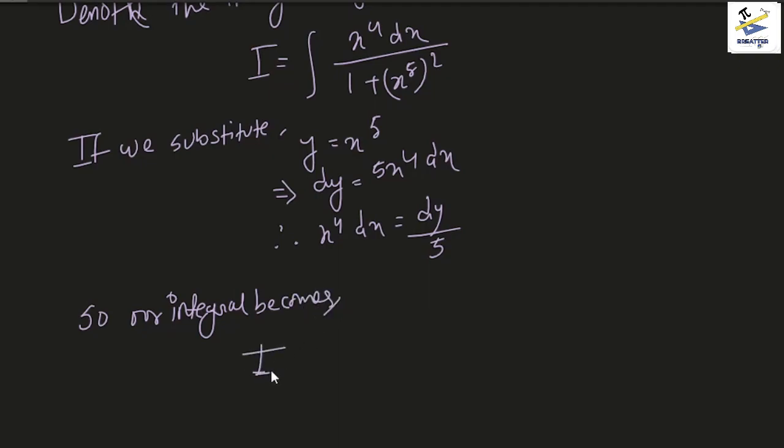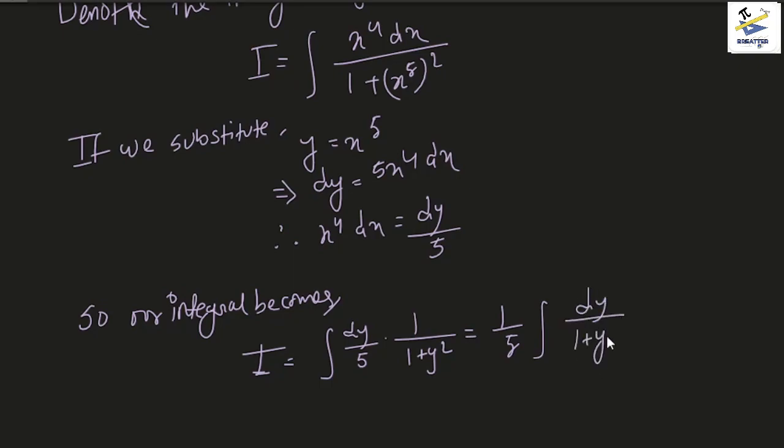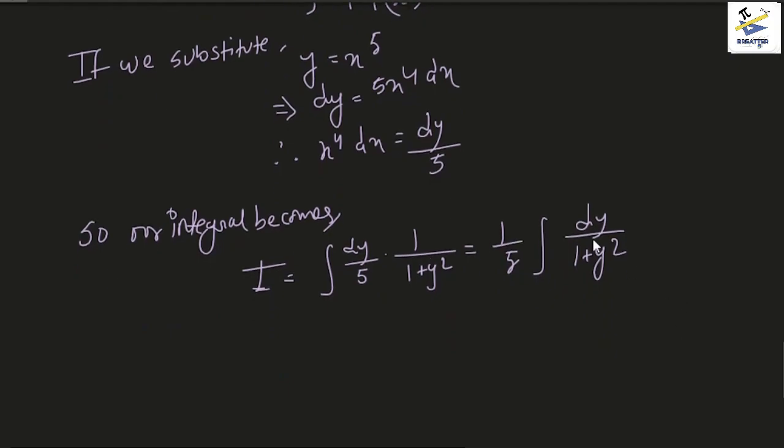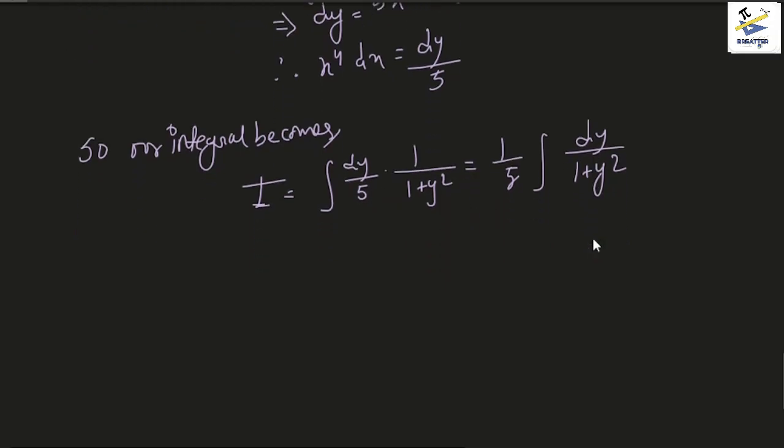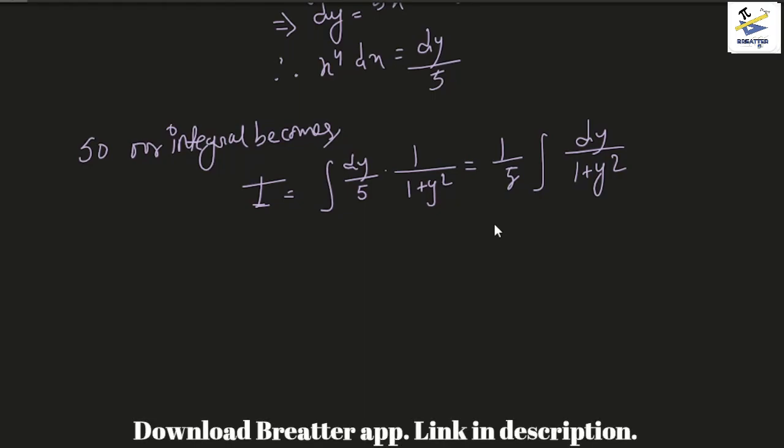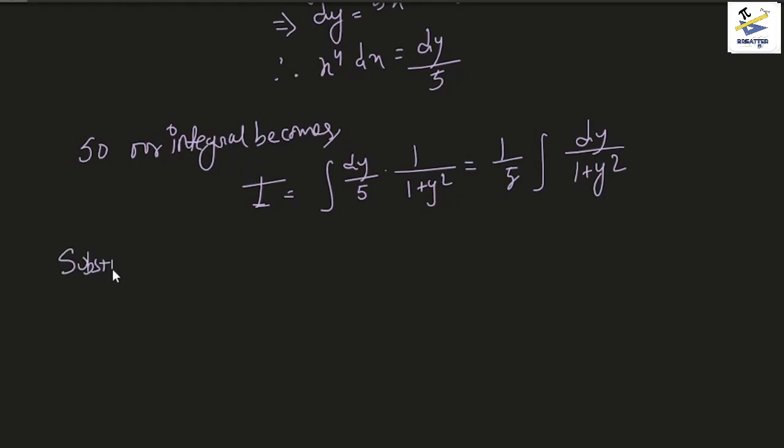I equals the integral of this thing becomes dy by 5, and the denominator just becomes 1 plus y square. So taking the constant outside, we get 1 by 5 integral of dy by 1 plus y square. Now since we already know the integral of 1 by 1 plus y square is tan inverse y, but if we hadn't known that, what we could have done is use trigonometric substitutions in problems where we have something of the form 1 plus x square or 1 plus y square in the denominator or in the numerator.